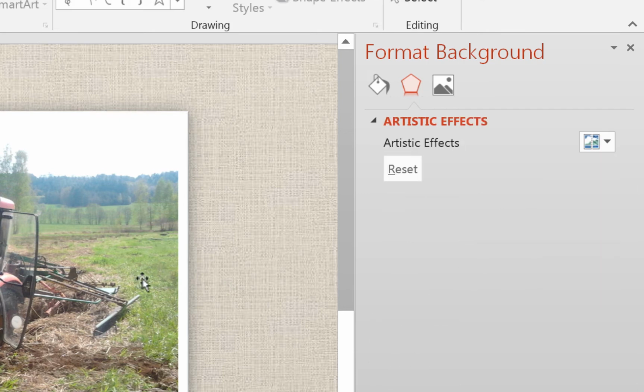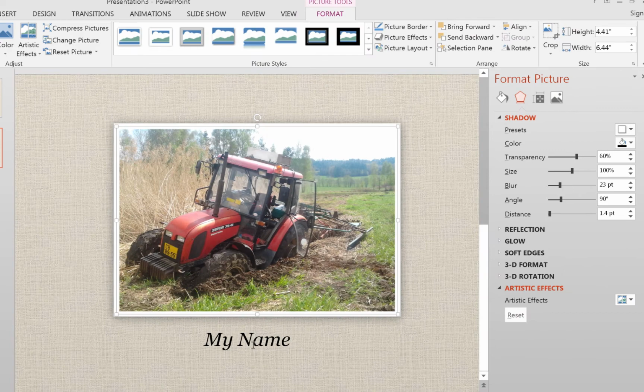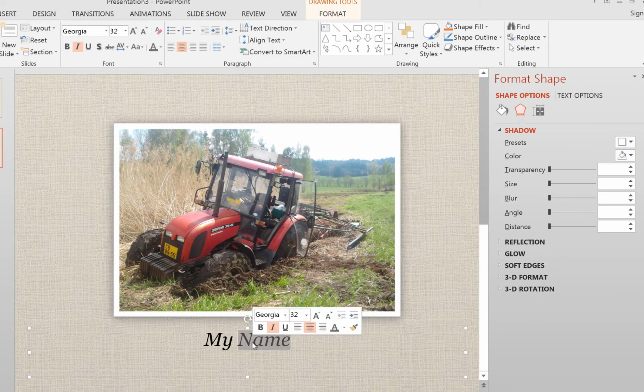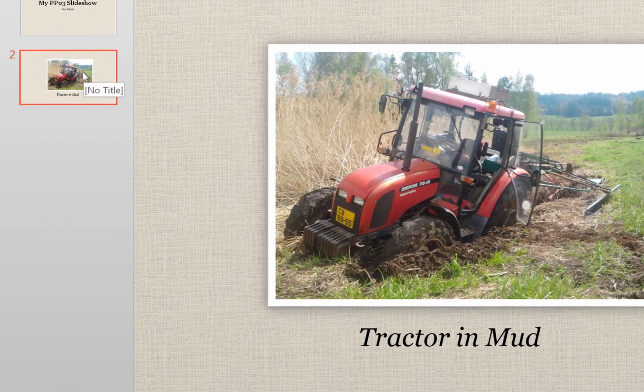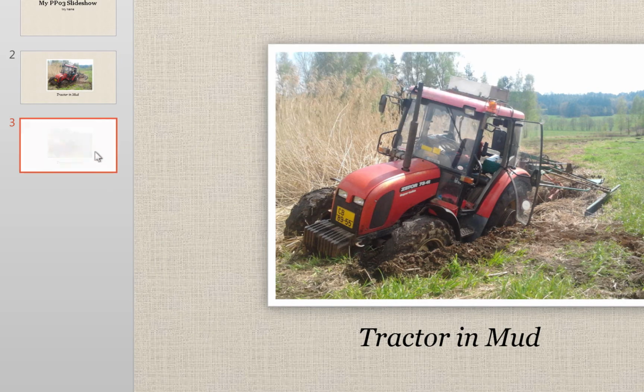And then these effects I'll just apply to other things. So I'll bring this in first, and I'll just set it in here. I'll just call this Tractor in Mud. Okay, and then what I'll do is I'll duplicate this slide. I'll right click and duplicate, and there it is again.